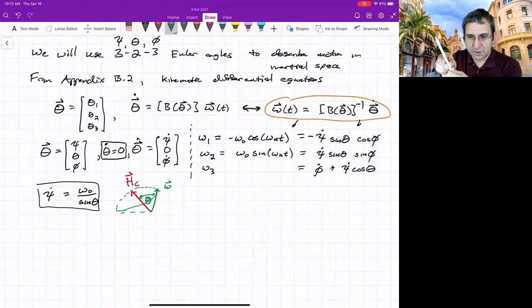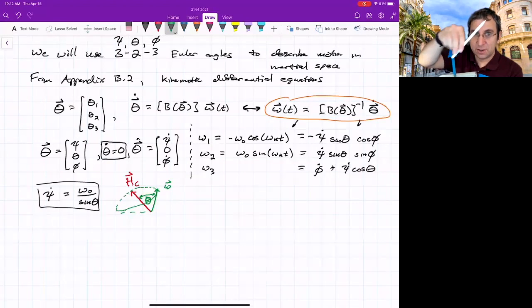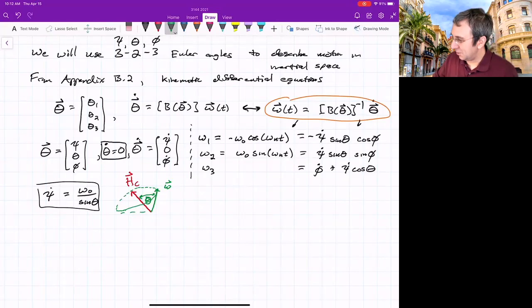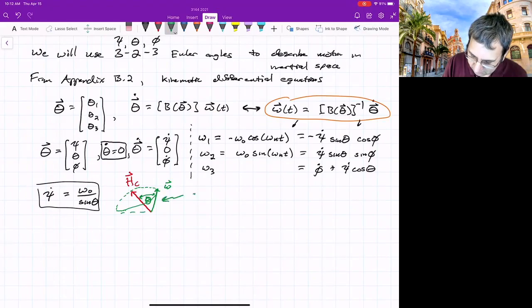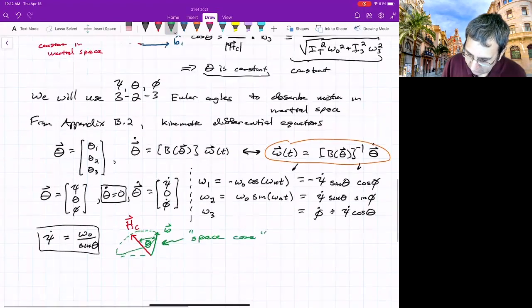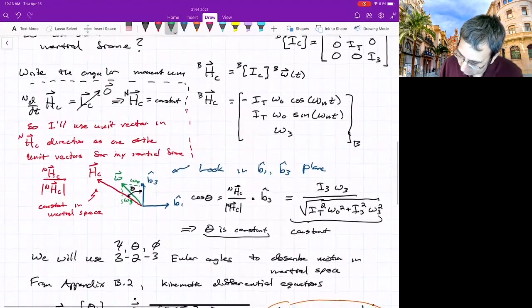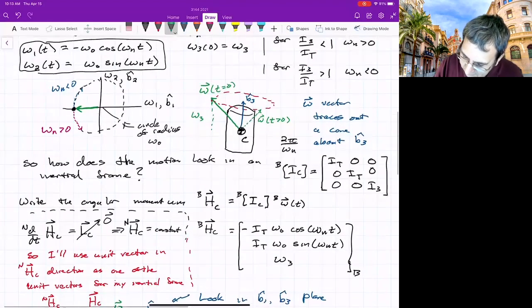So the omega vector, we said, at least in the body-fixed frame, is actually tracing a cone around the B3 direction. The omega vector in the inertial frame is tracing out a cone about the angular momentum direction. We have these two cones. We'll call this the space cone. And the one up here traces out a cone. We'll call this the body cone.